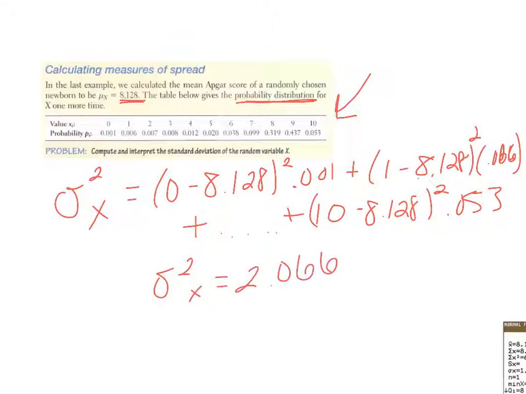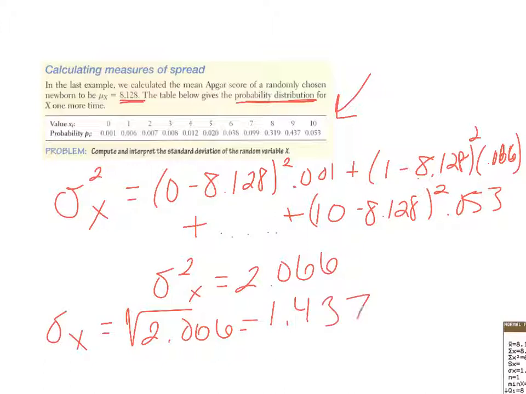And then to calculate the standard deviation, my standard deviation is just going to be the square root of 2.066, which is going to equal 1.437. But we're not done because it asks you to compute and interpret.